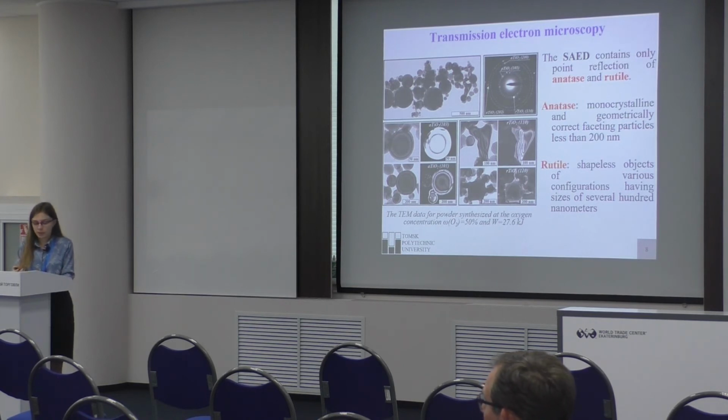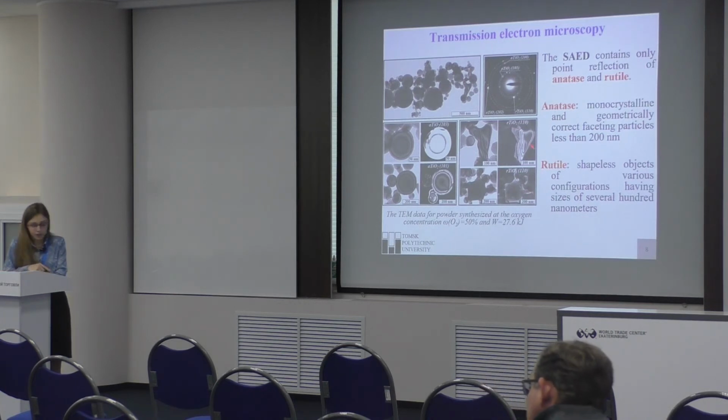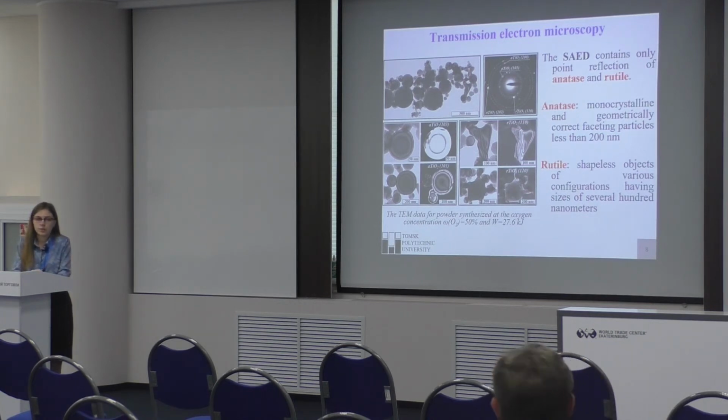However, the shapeless objects of various configurations having sizes of several hundred nanometers were attributed to the rutile phase, because the luminous closed diffraction contrast in the body of such particles is only seen in the light of diffracted beams of the planes of the rutile structure.